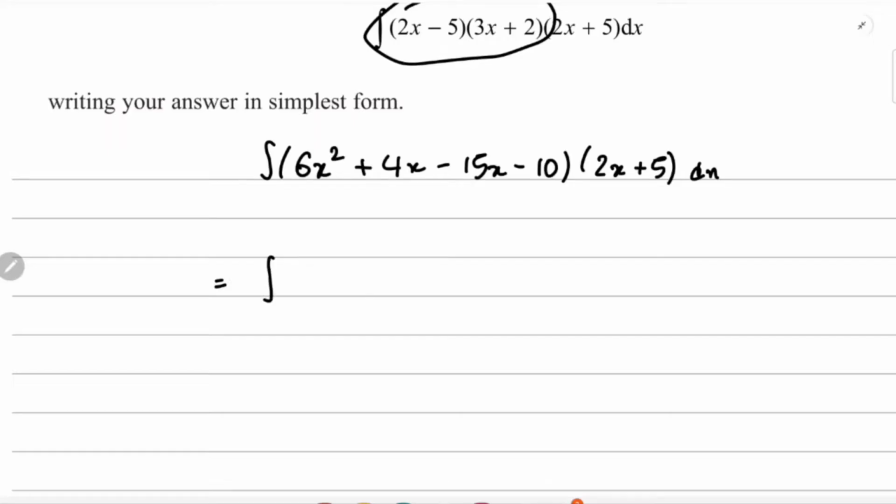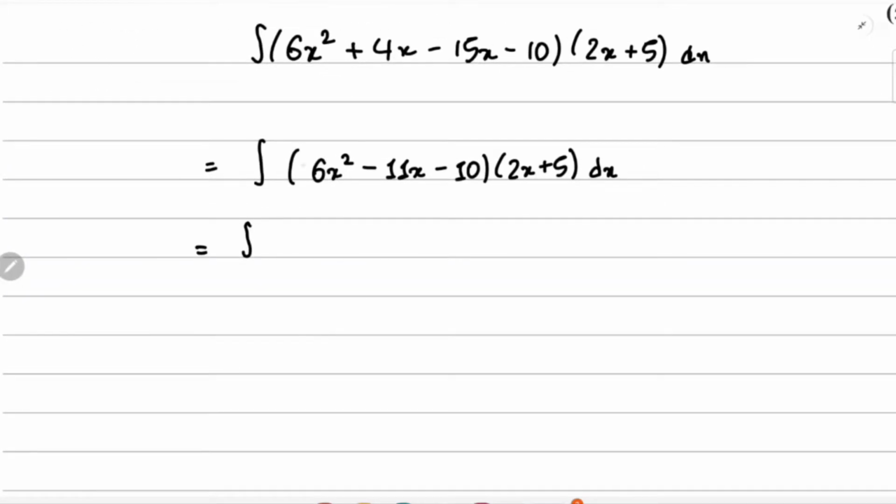Then you'll have 4x minus 15x, which would be minus 11x, minus 10, (2x plus 5) dx.